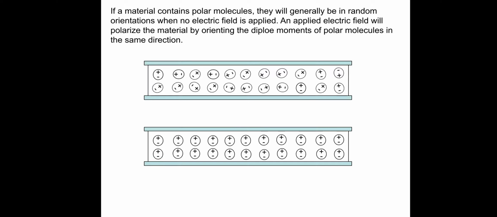So if a material contains polar molecules, they will generally be in random orientations. So that's this one, the first one, when no electric field is applied. An applied electric field, so if we put an electric field across this, will polarize the material by orientating the dipole moments of polar molecules in the same direction. So they'll line up.